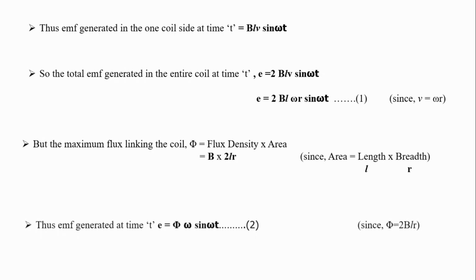Thus, EMF generated at time t is written as E, small letter e. E is equal to, instead of B into 2 into LR in equation 1, we can substitute phi. So phi omega sine theta. Let it be equation number 2.